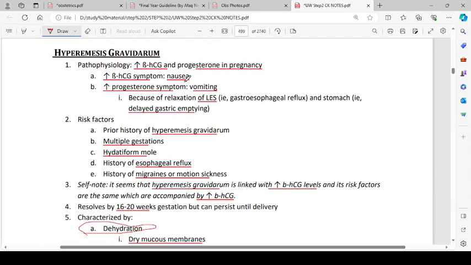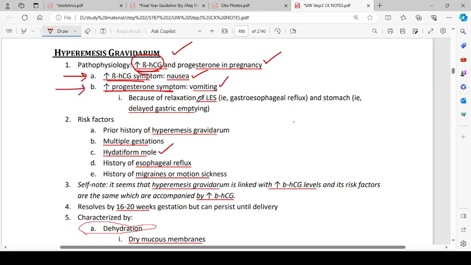Then we have hyperemesis gravidarum, which can happen in normal pregnancies and most commonly in the twin pregnancies. So pathophysiology is increased beta HCG and progesterone in pregnancy. We see abnormally high level of beta HCG in molar pregnancies. That is why hyperemesis gravidarum is also present in molar pregnancies as listed here. Increased beta HCG symptom, nausea. Increased progesterone symptom, vomiting. Beautiful.